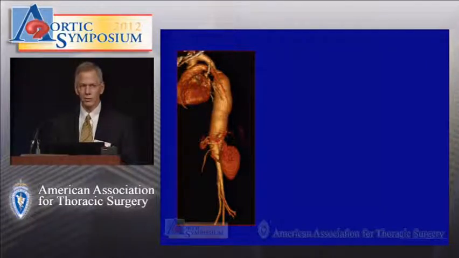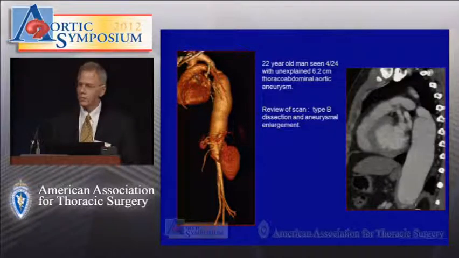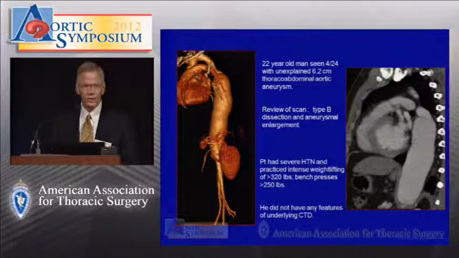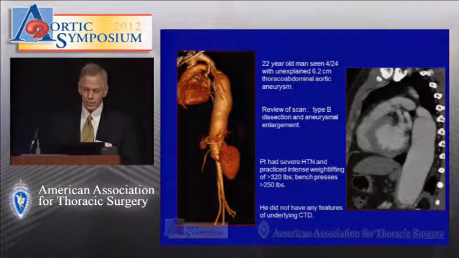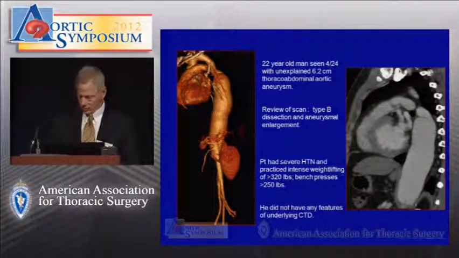I saw this patient this week, and I learned from Diana just now that I should be testing for an ACTA2 gene mutation. This is a 22-year-old man who came to see me for an unexplained 6.2 centimeter thoracoabdominal aortic aneurysm. On review, he did have a type B dissection. But interestingly, he had a history of severe untreated hypertension and practiced intense weightlifting, could bench press 250 pounds with repetition. He didn't have any features of connective tissue disease. So Diana will be sending you a sample.